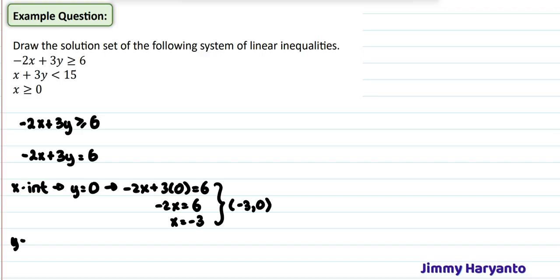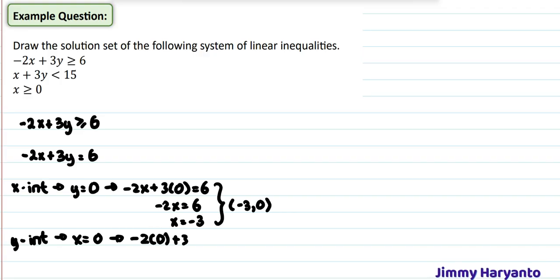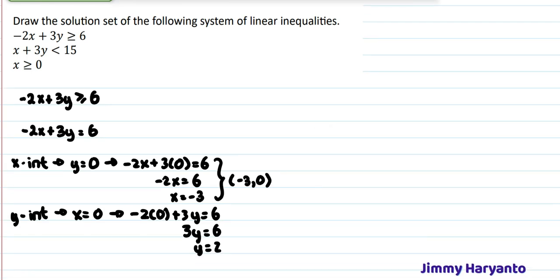And then for the y-intercept, x equals 0. That means negative 2 times 0 plus 3y equals 6. 3y equals 6, so y equals 2. And then this one is (0, 2).